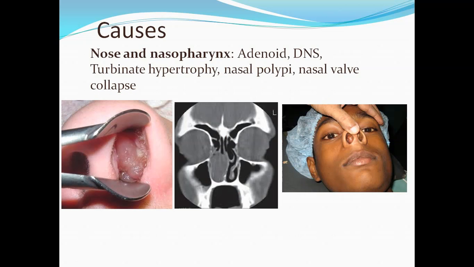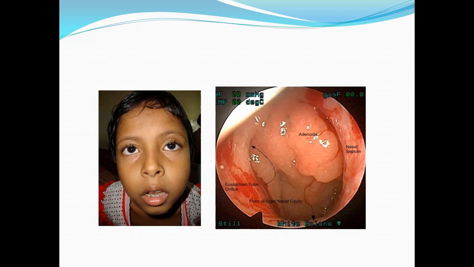So, what are the causes of obstructive sleep apnea syndrome? In this class, we'll be concentrating only on obstructive sleep apnea syndrome. The causes may lie anywhere in the airway, starting from the nose to the larynx. In the nose and the nasopharynx, the obstructive lesions are like adenoid in the nasopharynx, deviated nasal septum as seen in this picture, hypertrophied turbinate as seen in this picture, and nasal polypi. Sometimes even a simple nasal valve collapse can cause a significant obstruction to the airway, causing obstructive sleep apnea.